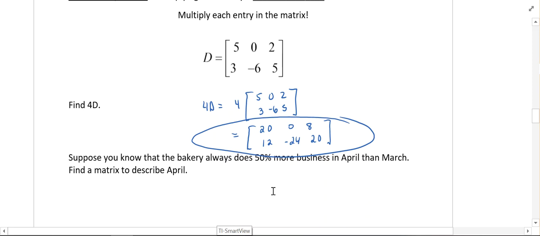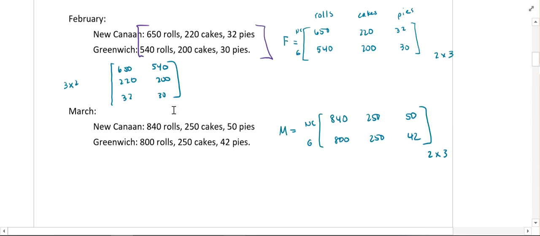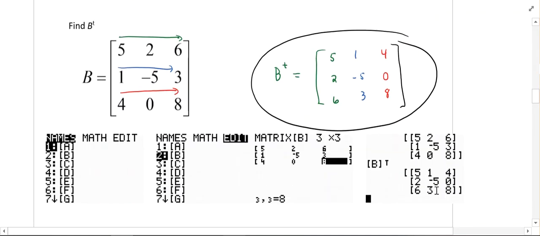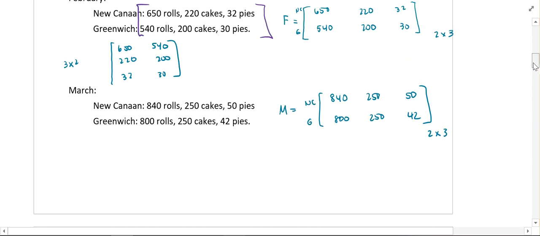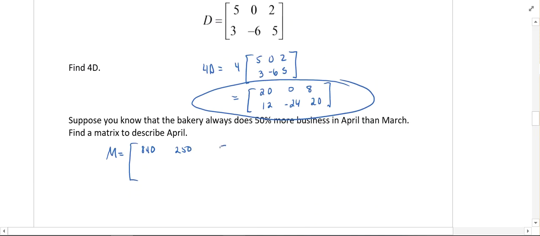Suppose that you know that the bakery always does 50% more business in April than March. Find a matrix to describe April sales. So I'm going to write out March again for us. I'm going with the wider one that I had before. 840, 250, 50, 800, 250, 42. All right. So that's what March is.